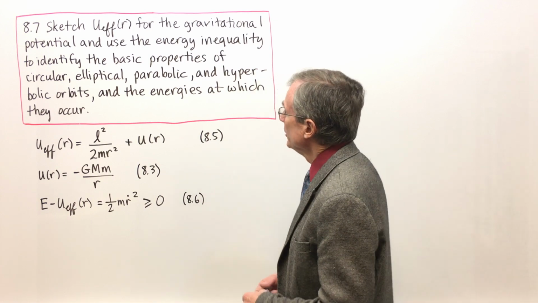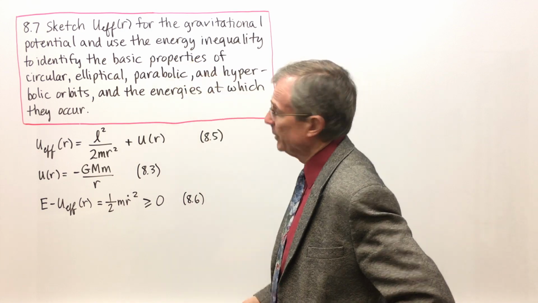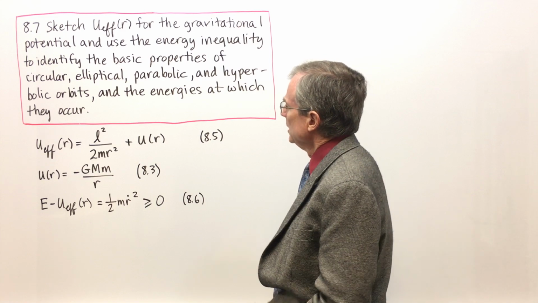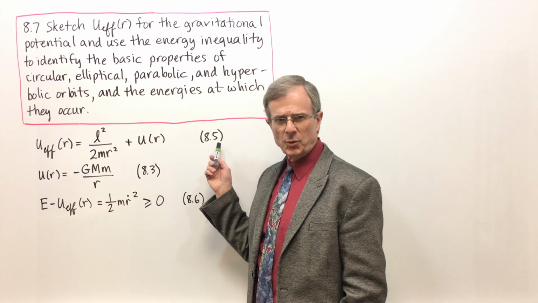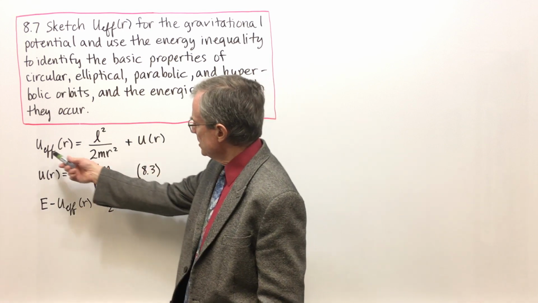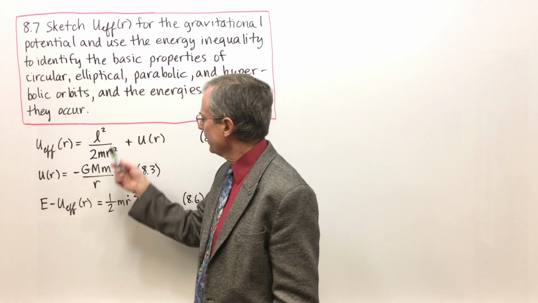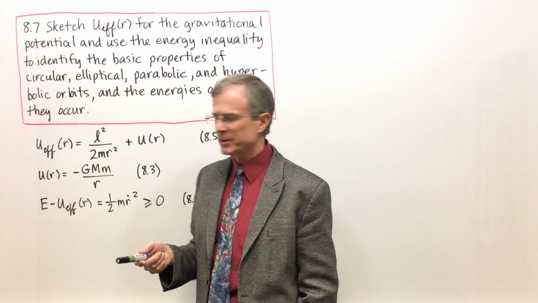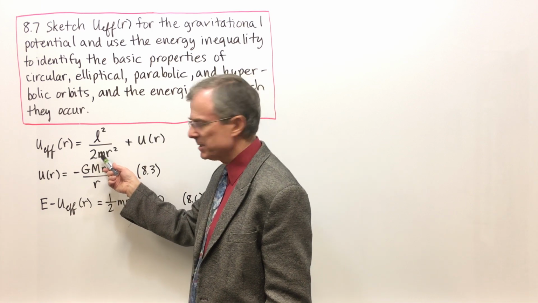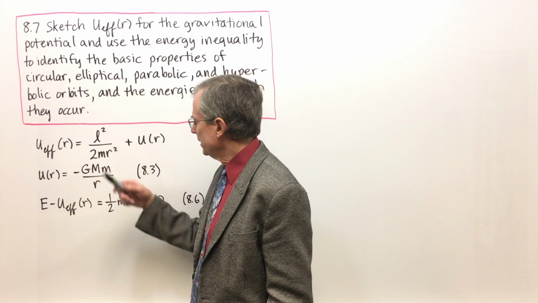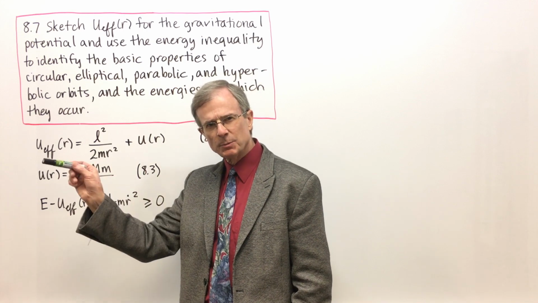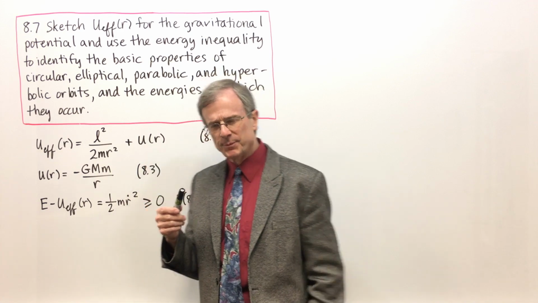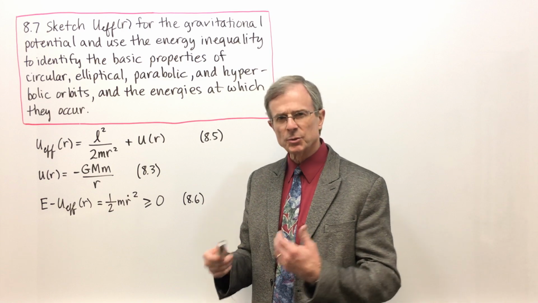So the objective here is to sketch U effective for the gravitational potential. U effective we got in concept 8.5. It is a function of r only and involves the angular momentum L, which is a constant, it's conserved, divided by 2 times the mass of the orbiting object, times the distance from the sun to the planet which is orbiting, plus a general r-dependent potential U of r.